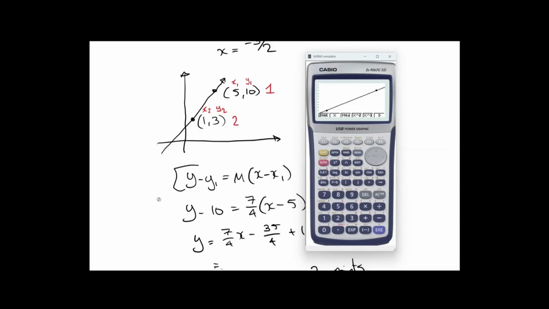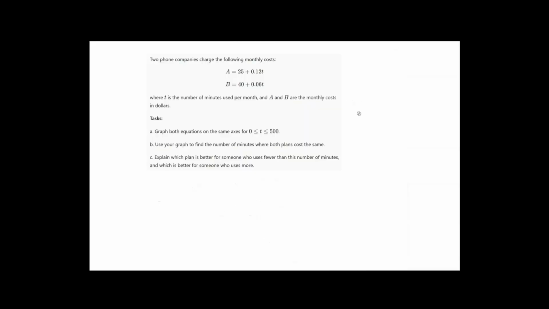Okay, let's do some examples. This is a fairly typical question. Two phone companies charge the following monthly costs. They're Plan A and Plan B. This is going to be the flat fee that they charge, and then they charge 12 cents per minute, and this lot charges 6 cents per minute, where T is the number of minutes per month and A and B are the monthly costs in dollars.